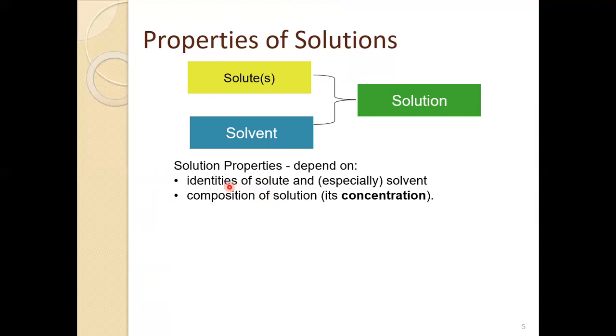In other words, not only what the solute and solvent are, but also what ratio do we have between the solute and solvent, or solute and solution. And we call those ratios, those ways of expressing how much solute we have per solution or how much solute you have per solvent, its concentration. And like any other property, we can describe it both qualitatively and quantitatively.